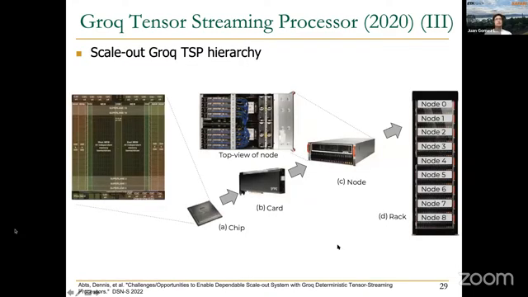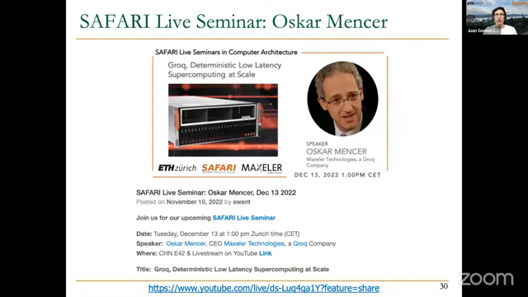And Groq proposes an entire hierarchy, a scale-up hierarchy from the Groq chip to the card that may contain more than one chip. And inside one node, there will be multiple cards, and these different nodes can all be put into the same rack in order to scale out, in order to be able to train larger neural networks. I think Groq is a very interesting device as well. We may talk about it in more detail in a later lecture.